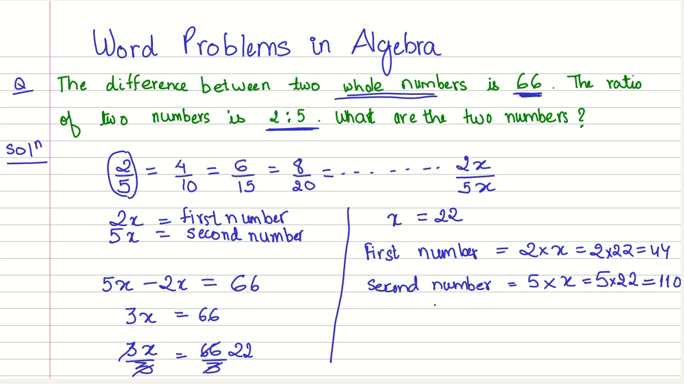Now if you want to confirm whether the difference of these two is 66 or not, 110 minus 44: 10 minus 4 is 6, and then again 10 minus 4 is 6, so this is true.